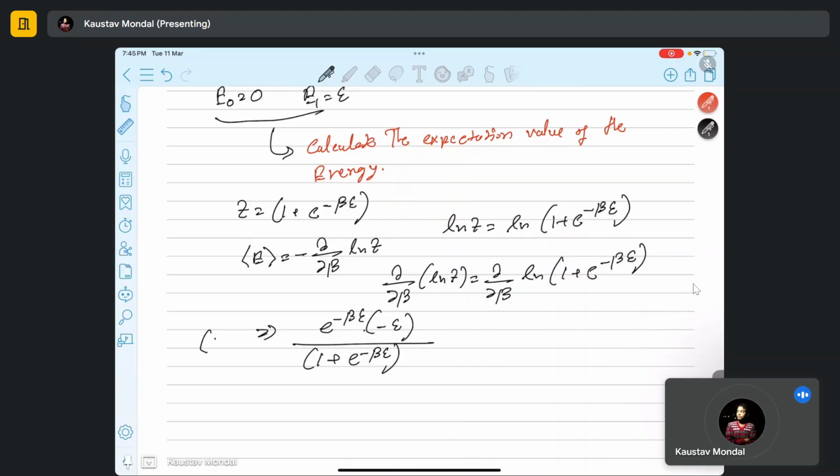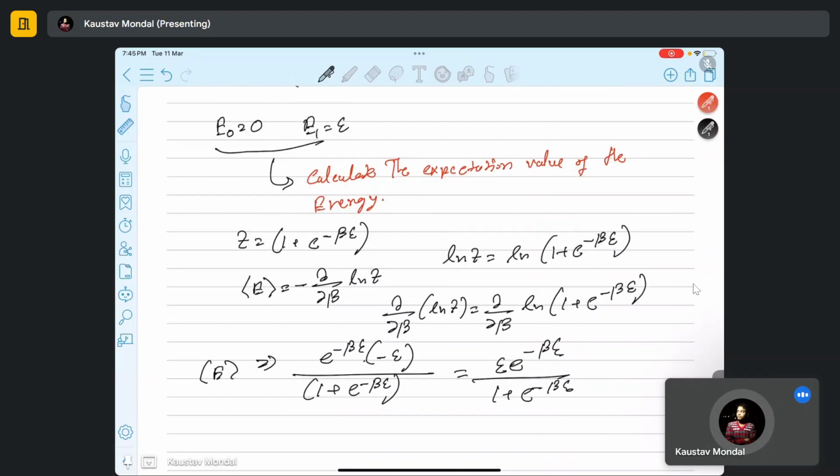So, average energy E is epsilon times e to the power minus beta over 1 plus e to the power minus beta epsilon. This would be the average energy of the system. Okay, so this is it. So this is the correct option. Okay, so this is how you can calculate the average energy.